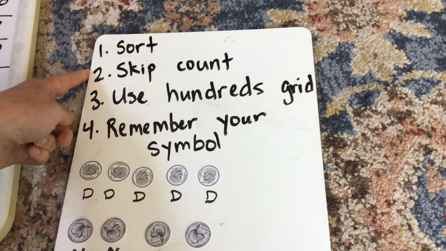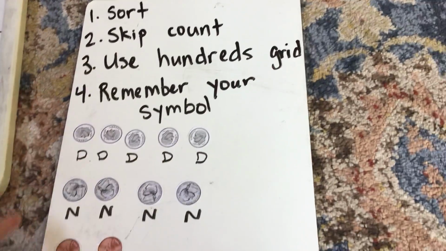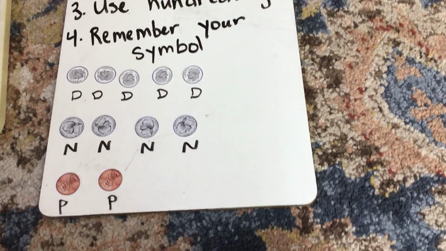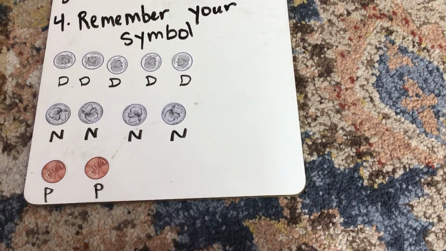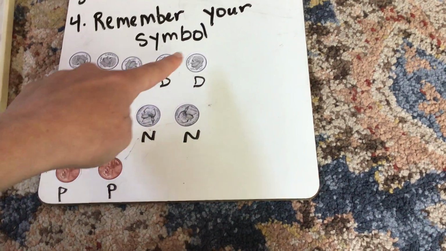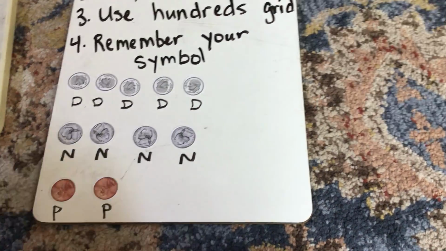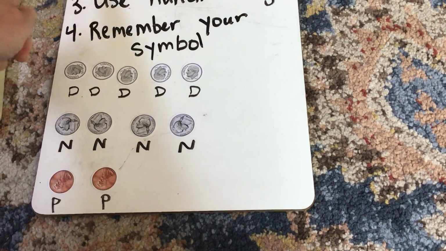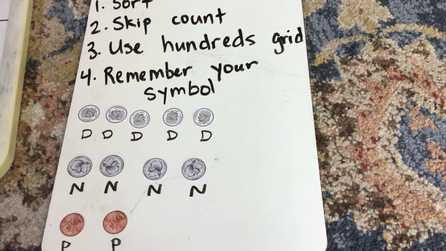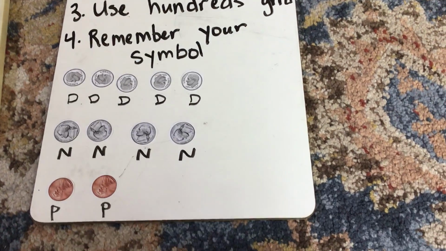All right, step number 2 is for me to skip count. So I have a couple different ways I can do that. If I know my skip counts, I can just kind of point and write my skip counts as I go. If I'm getting stuck, I can use my hundreds grid, okay? And I'm going to show you how I might do that.